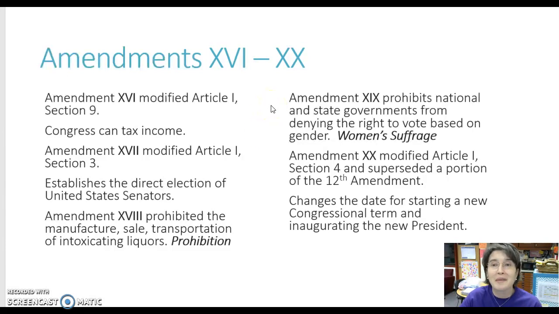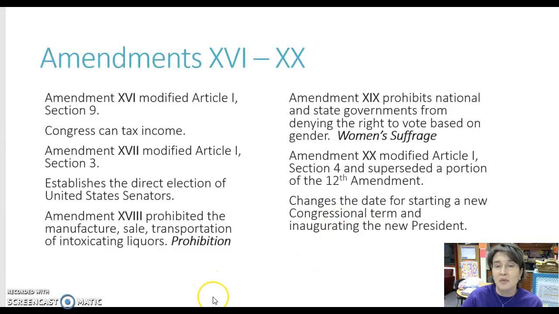But before that we get Amendment number 19, and that prohibits national and state governments from denying the right to vote based on gender. This is where women finally get the right to vote. It takes up till Amendment 19 for that finally to happen. Amendment number 20 modifies Article 1, Section 4 and supersedes a portion of the 12th Amendment, and that changes the date for the starting of a new congressional term and inaugurating the new president. That changes from December to a January date.